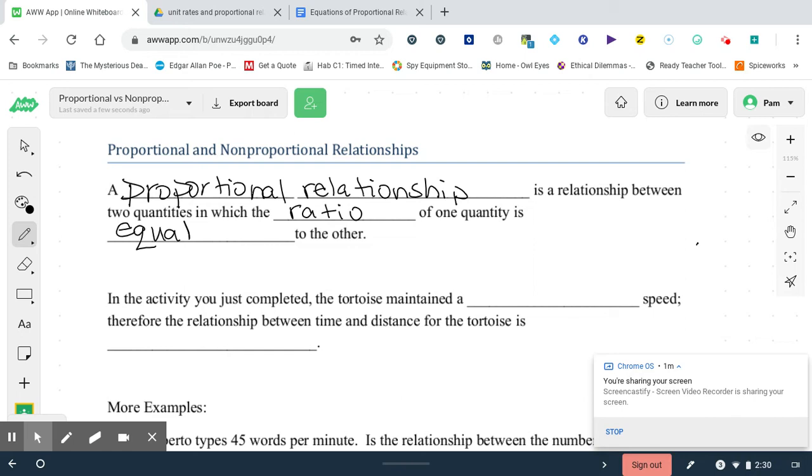All right, so it says a proportional relationship is a relationship between two quantities in which the ratio of one quantity is equal to the other. And you're probably thinking, I don't know what that means. It doesn't make any sense to me. All right, so write this down.